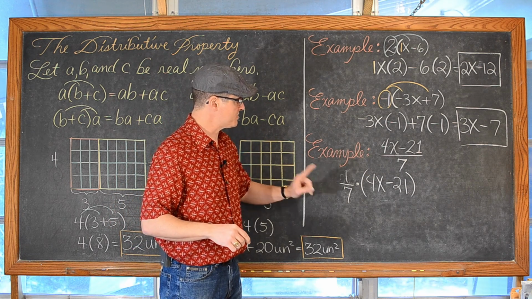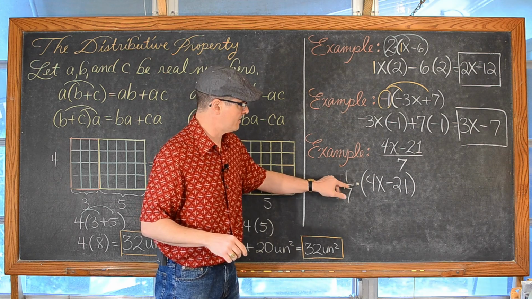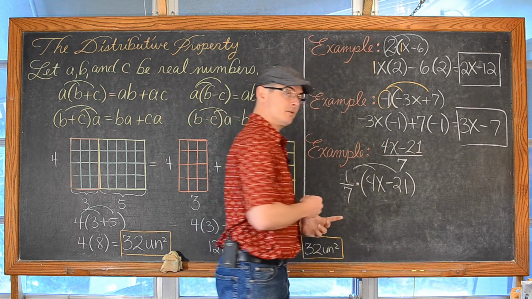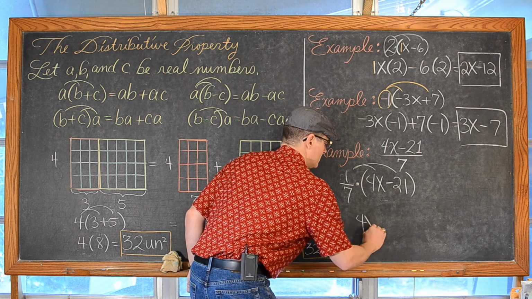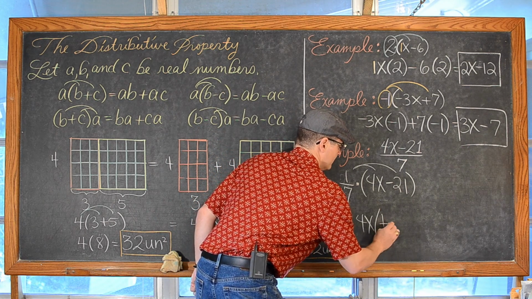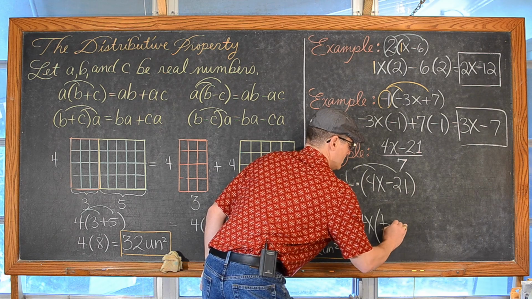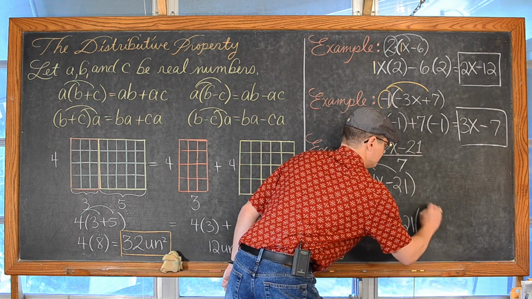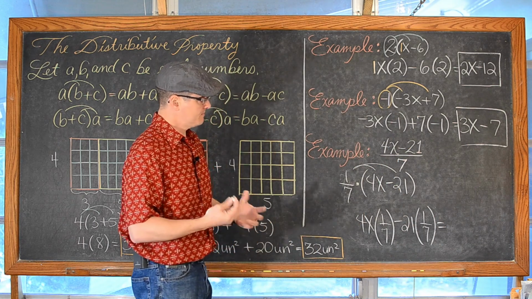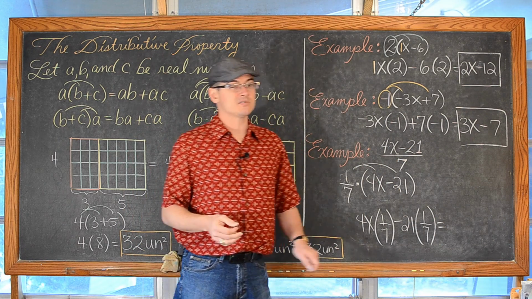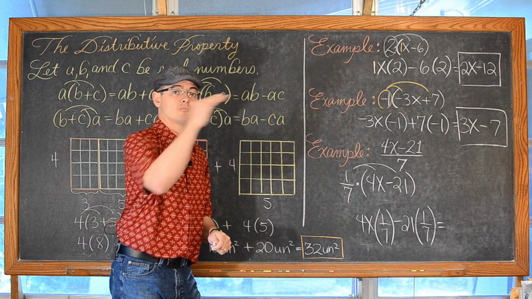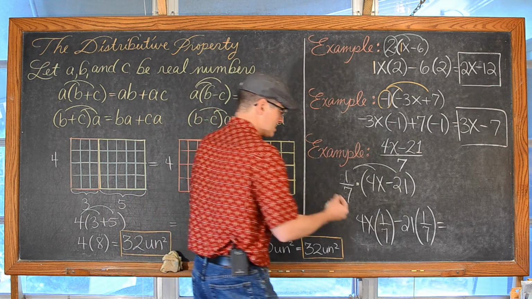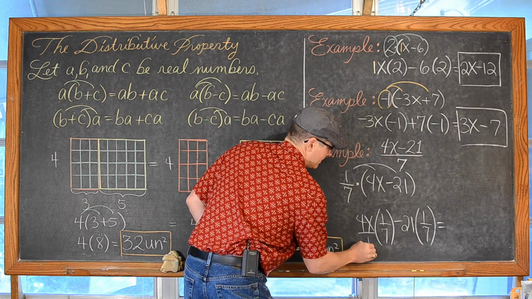It also now shows me that this 1 over 7 is touching the parentheses, so we need to multiply that through the parentheses and get 4x times 1 over 7 minus 21 times 1 over 7. And it's not a good idea to work with fractions when everything doesn't look like a fraction, because the numerators and denominators need to line up. Do you need common denominators, or are you just multiplying across a fraction? It can get a little confusing.